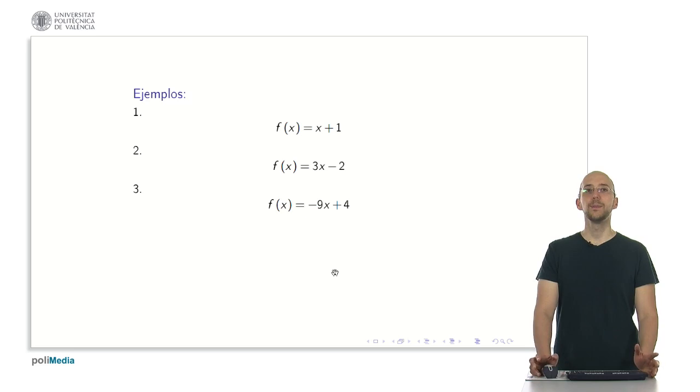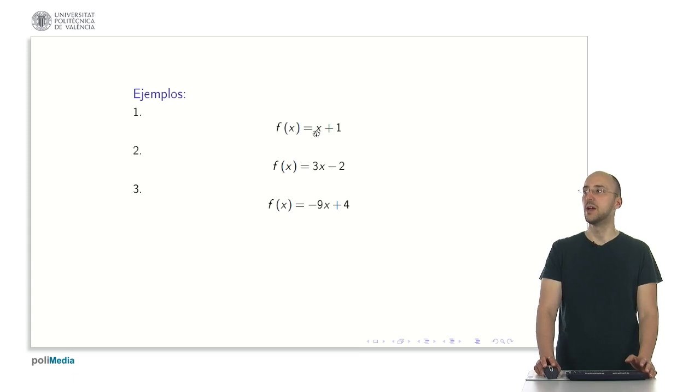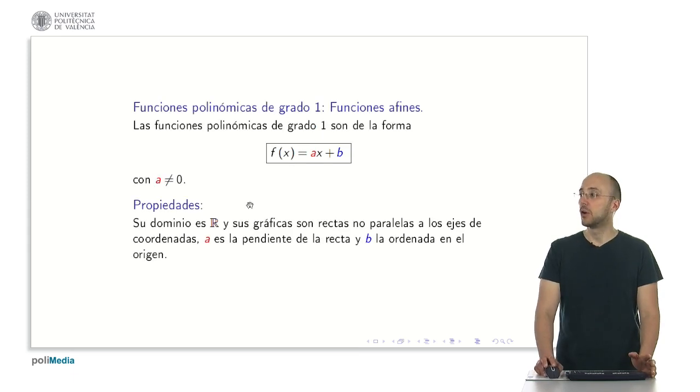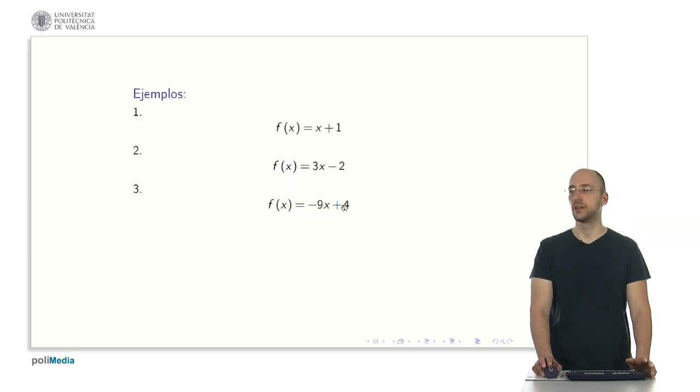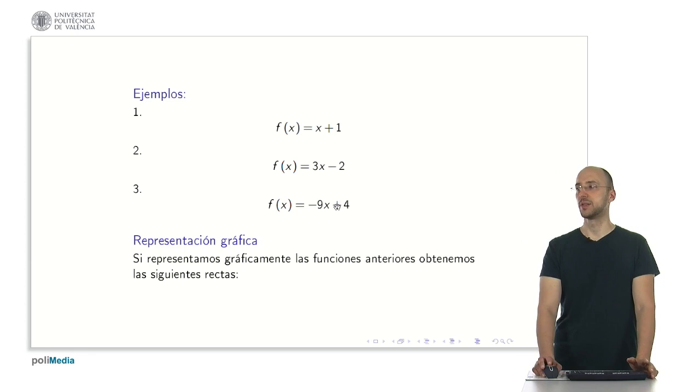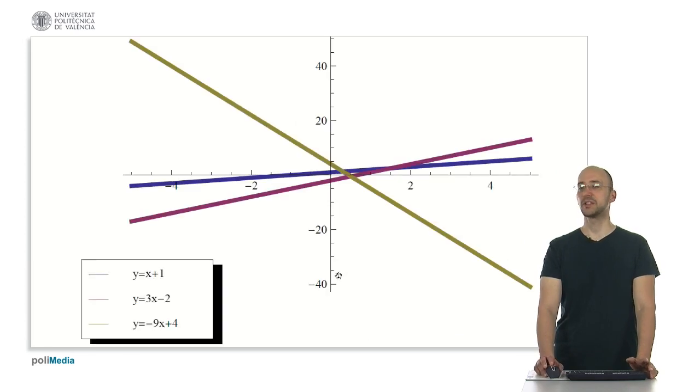Let's see examples of affine functions. As you can see, in this case, we have x plus 1, 3x minus 2, minus 9x plus 4. Remember that a is the slope of the line, so which is the slope of these lines? It is 1, 3, and minus 9. And the y-intercept, which is the b. In this case, it would be 1, minus 2, and 4. What happens when we represent these functions? We need to observe the resulting lines.